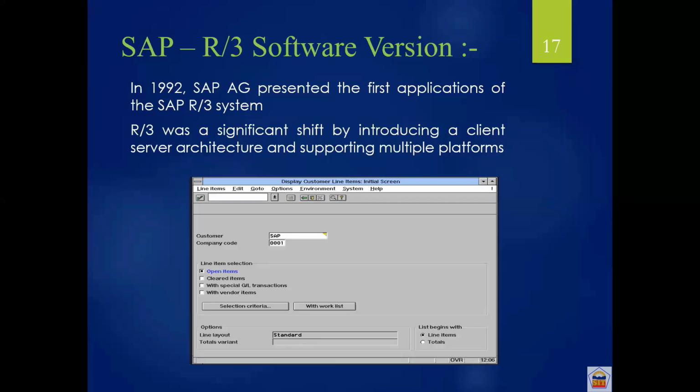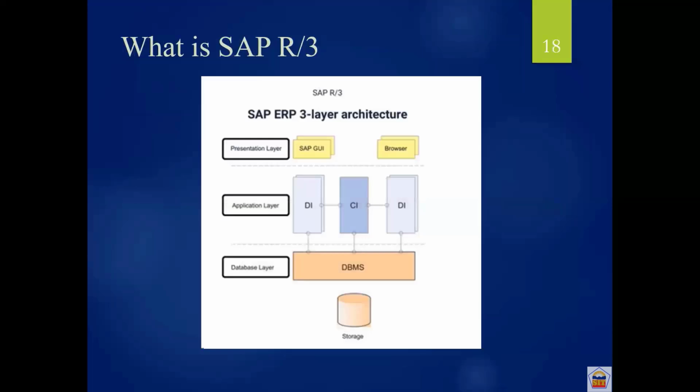Then this version was also supporting multiple platforms. So how is it different? Here, first of all, in this R3, R means real time, and 3 means the 3 layers of data, where we'll be maintaining this business data. So first is going to be the presentation layer. Second, we'll be having the data in the application layer, and third, we'll be having the data in the database layer. Storage, we can call it storage data.